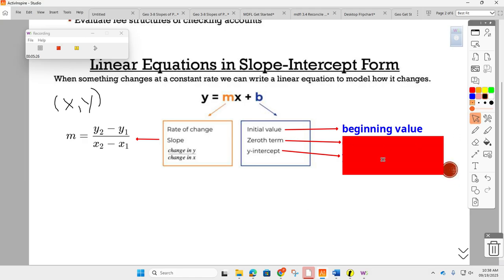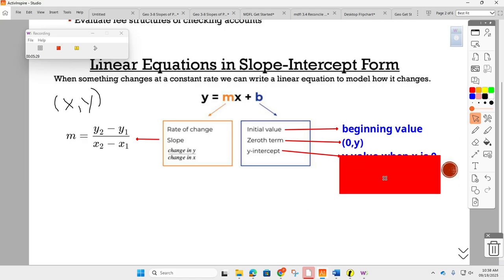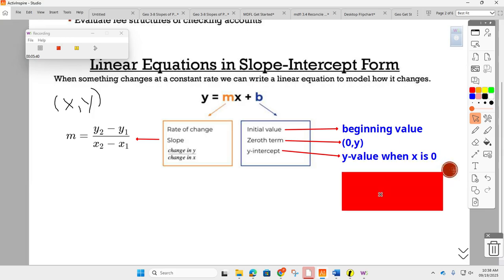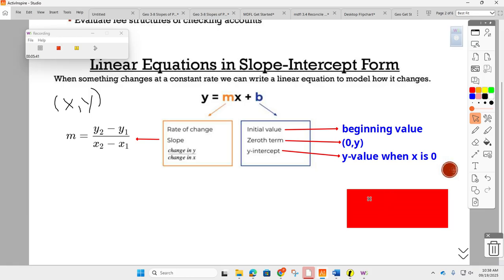Zeroth term, that just means when x is 0, it's the y term. B stands for y-intercept, it represents the y-intercept, and that is the y value when x is 0. So these all mean the same thing, they're all referring to the same value. If we've got a coordinate plane, the y-intercept is where that linear equation would cross the y-axis, right?